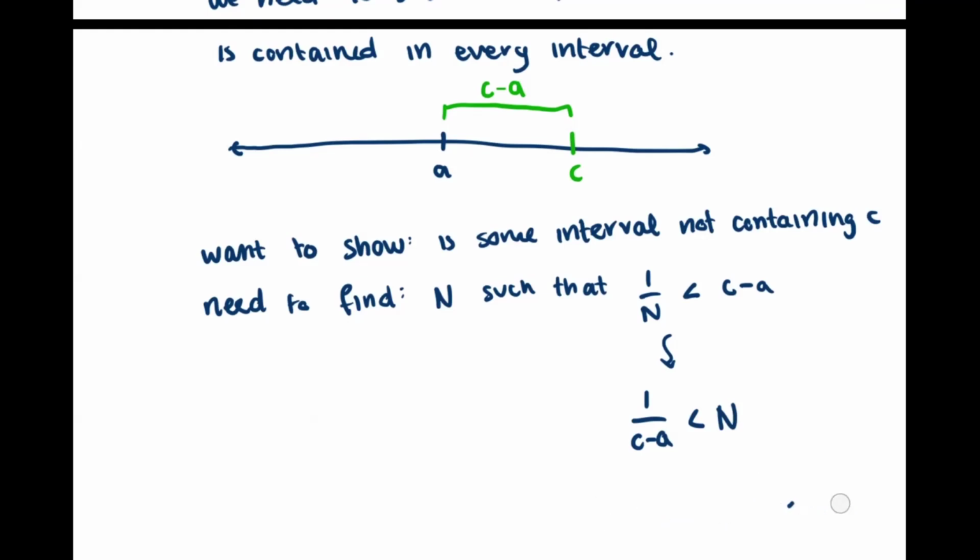Okay, so I'm going to let n be such that this inequality holds. And now I have my interval. I have this huge number n, and that means that the number 1 over n will be less than C minus A. So if I go back to my picture, the interval from A minus 1 over n to A plus 1 over n will exclude C because it has width 1 over n.